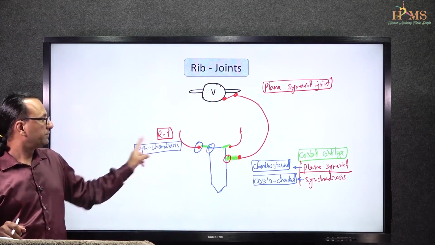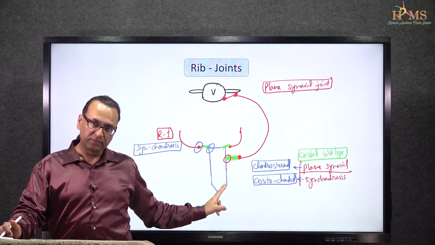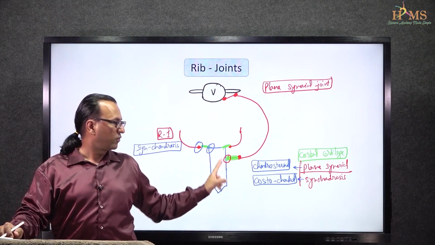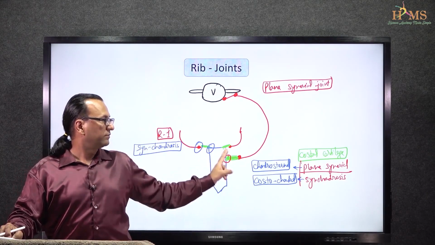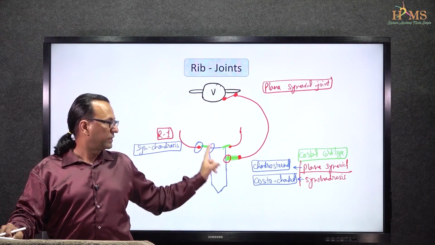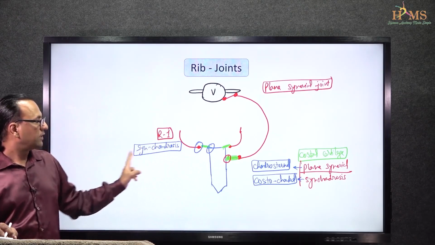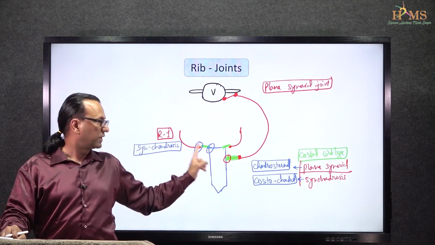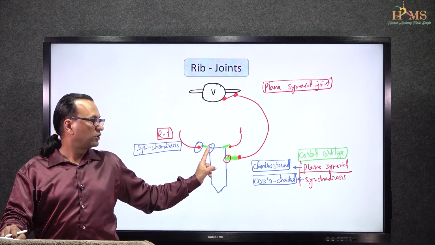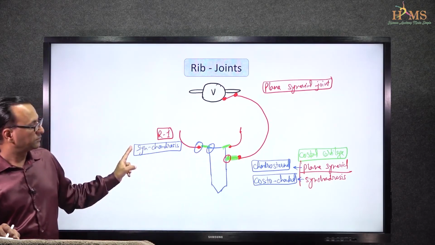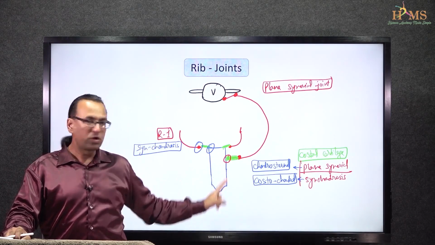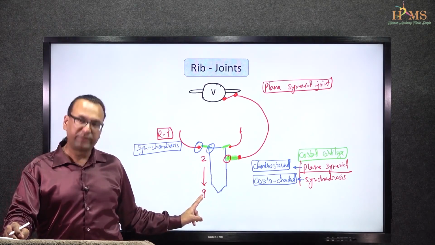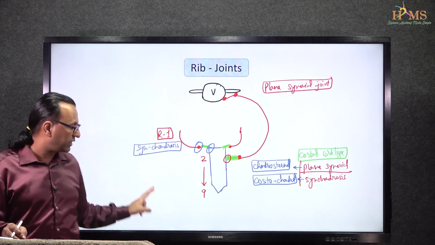As we said, ribs, usually when they join the sternum, will have a plain synovial joint, but the first rib does not have a plain synovial joint. Then what is it having? It is having a synchondrosis. Just like this one, this is also a synchondrosis. Otherwise, all the ribs, maybe rib number 2 to 9, all of them will have a plain synovial joint, but not the 10th.